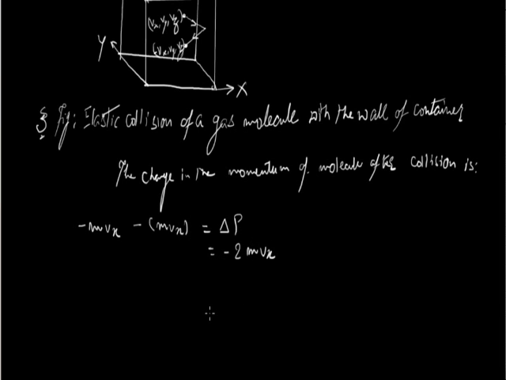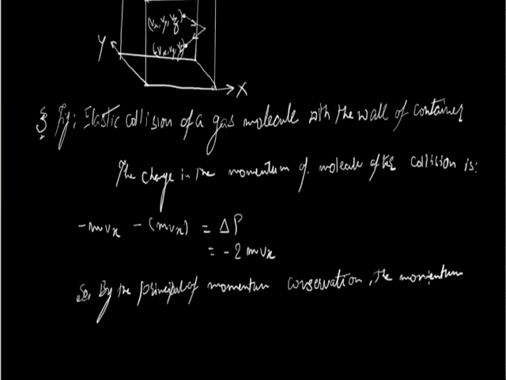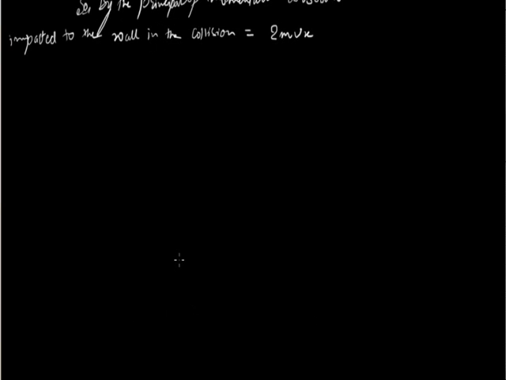Okay, now by the principle of conservation of momentum, the momentum imparted to the wall in the collision is 2mvx. Now to calculate the force and pressure on the wall, we need to calculate the momentum imparted to the wall per unit time.